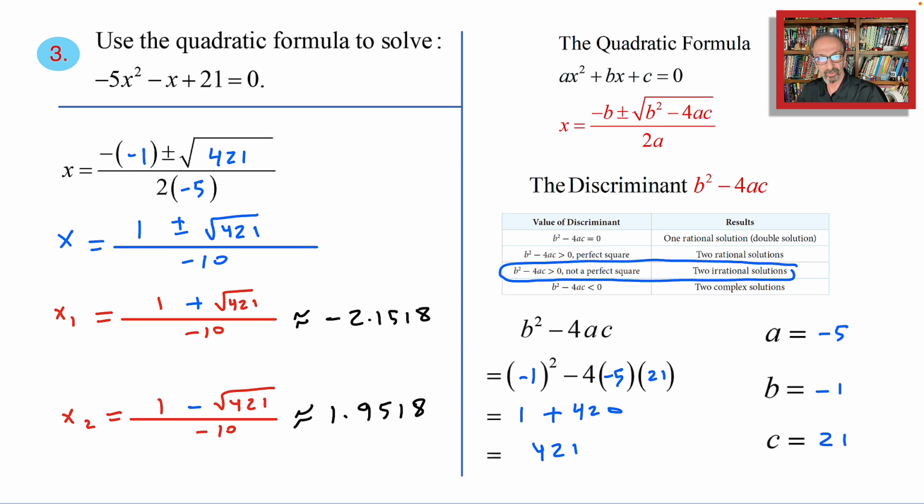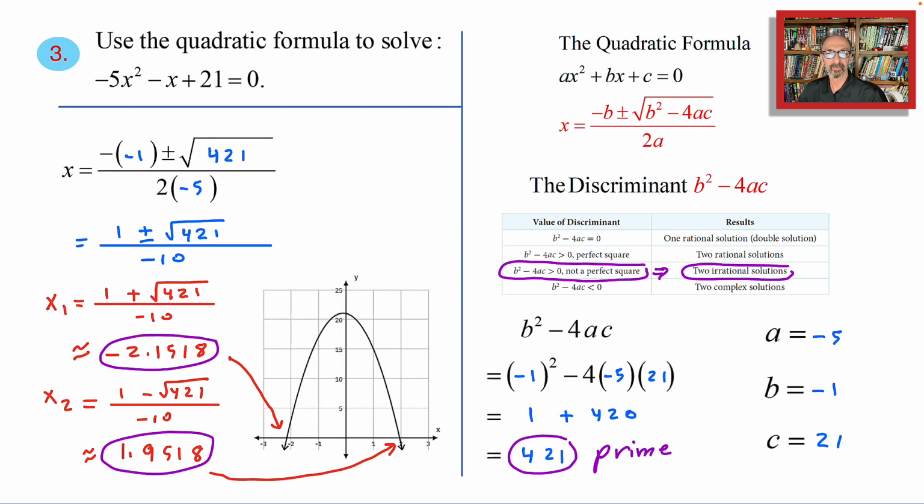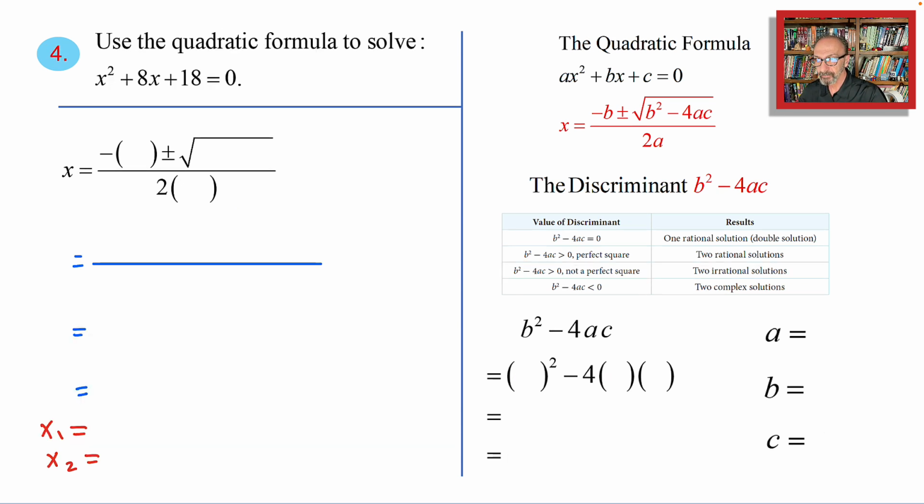Those are called 2 irrational solutions, because the discriminant is not a perfect square. 421 is a prime number. You could see from the graph that those numbers are not rational, that we could identify clearly on the number line. That should do it. And the graph opens down because negative 5 for a is less than 0. The graph opens down. Last question.